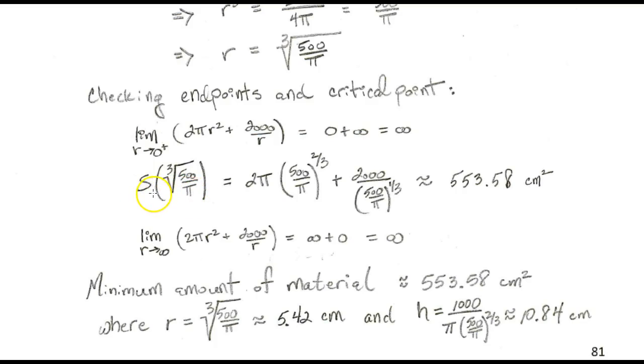So S, the surface area at r equal to the cube root of 500 over pi. Work it out. It comes out to be this number, which is the exact value, but if you plug it into your calculator, you get about 553.58. Okay, so that's square centimeters. That's the surface area of the can.